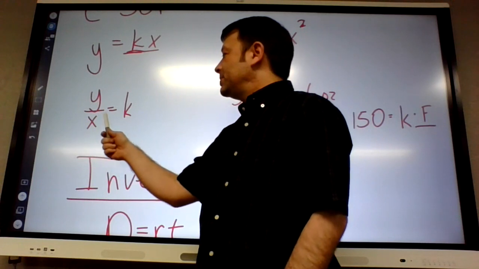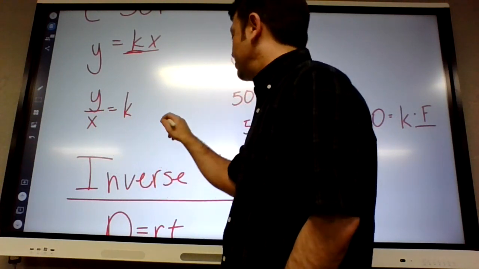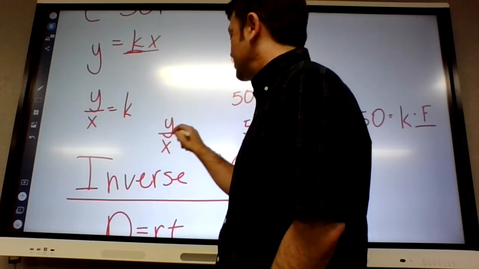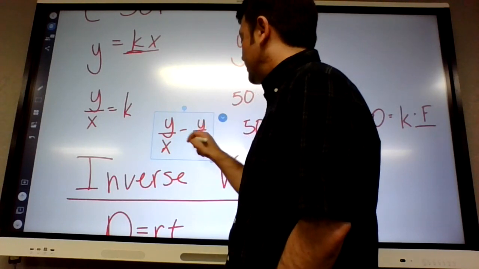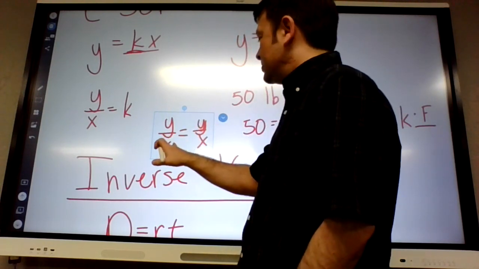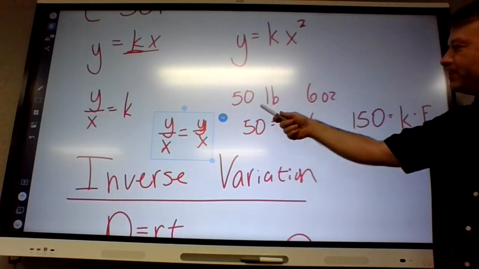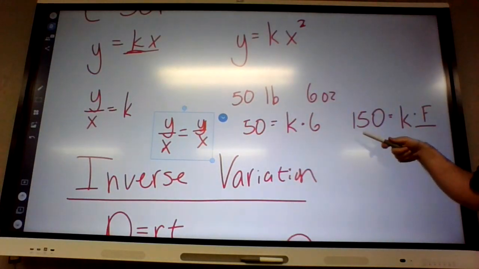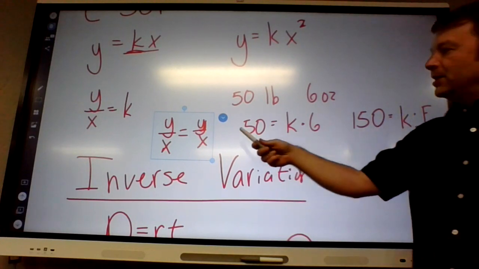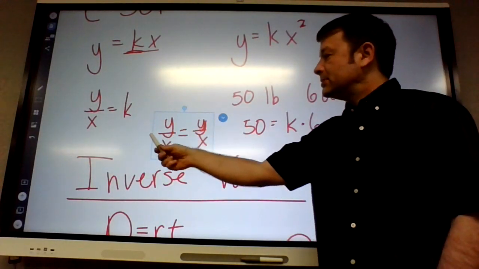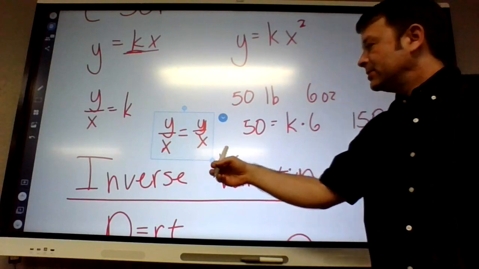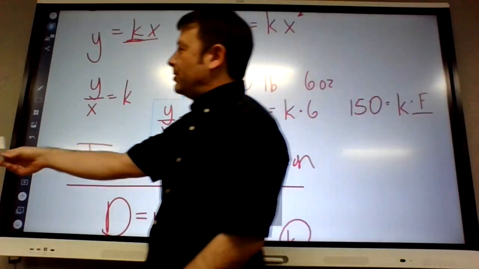Y over x should equal the same constant. So basically the way you set it up is just y over x equals y over x. So if they give us 3 numbers, like a 50-pound kid needs 6 ounces of food, so a 150-pound kid needs how much food? We're just going to set up a proportion. This is for direct, and I wrote it over here.